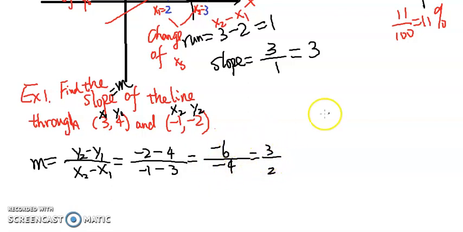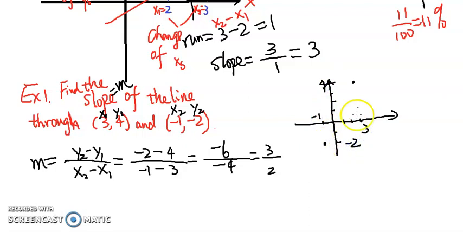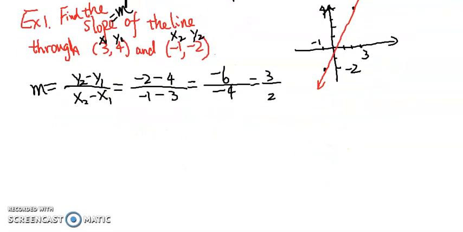We can also sketch the graph for this if we need a graph, because we are already given 2 points. One of them is 3, 4: 1, 2, 3, 4. And the other is -1, -2. So that's 3, 4 and -1, -2. Through these 2 points, we can join a line, to get a straight line. And this line has a slope equal to 3/2. Now let's look at another example.